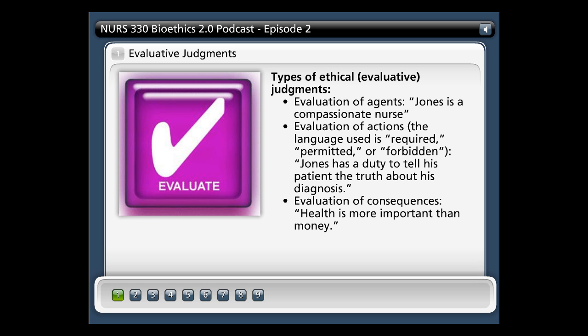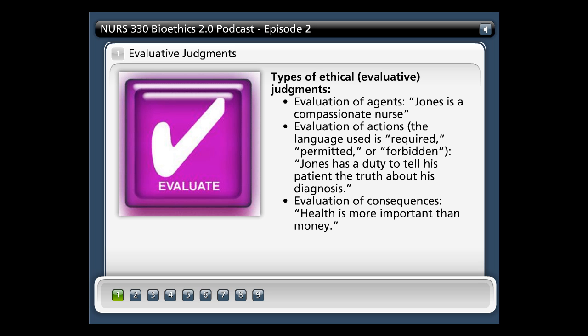If we examine the second type of evaluative judgment, we will focus in on the actions. We evaluate the actions that a moral agent performs and use specific moral language to describe whether the actions were good or bad. We might say that certain actions are required, permitted, or forbidden. A nice example of this is Jones has a duty to tell his patient the truth about his diagnosis. Notice the language of duty, which suggests that a specific action is required. The evaluation of specific actions performed by a moral agent represents the second kind of ethical theory, deontology.